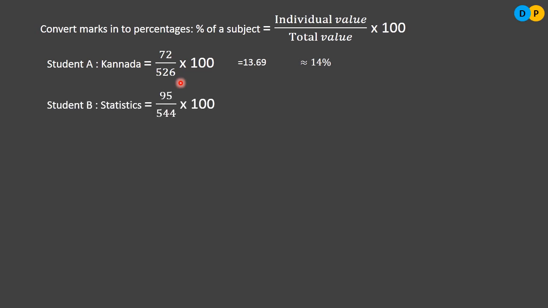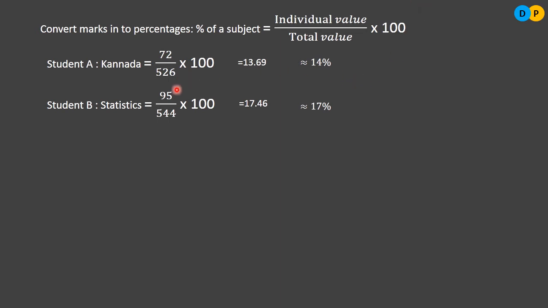Student B, his statistics marks is 95. So 95 divided by his total score. Total score he has scored 544. So 95 divided by 544, when multiplied by 100, will give us the value 17.46, but we cannot exactly pinpoint where 17.46 is. That's why we will be rounding it off. We will go with 17.